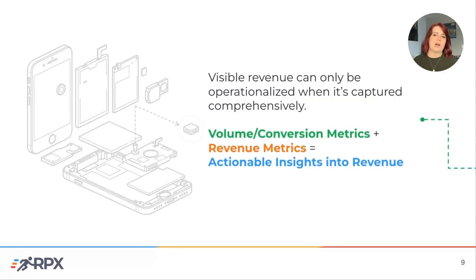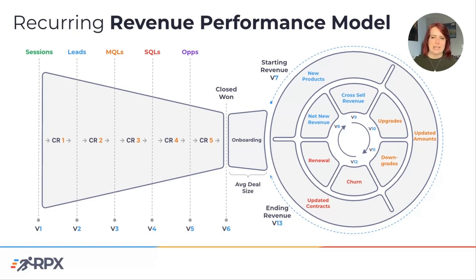Visible revenue can only be operationalized when it's captured comprehensively. Remember, visible revenue comes from adding those volume or conversion metrics tracked up to the point of closed-won deal to your revenue metrics. And the end result is actionable insights into revenue. You must track both the volume metrics and the financial metrics cross-object to truly understand your performance. And when you put it all together, this is the data model that you get. This is why we designed the revenue performance model this way. It takes all that chaotic buying journey and translates it into clear, actionable insights.